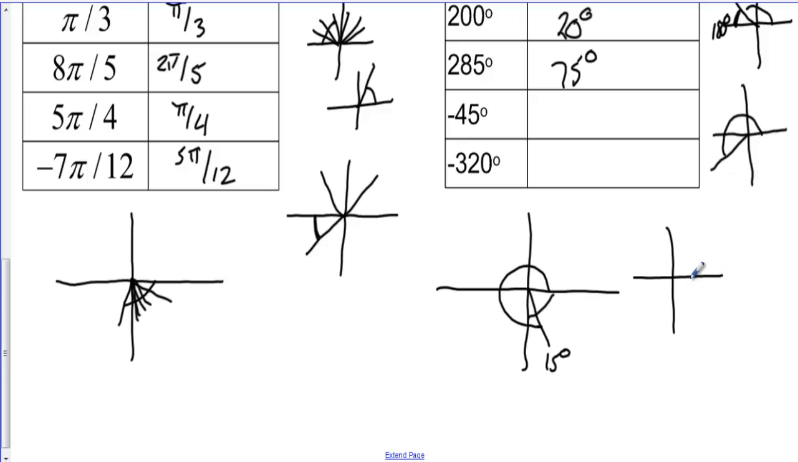Negative 45. There's negative 45 degrees, and that would be 45 degrees away from the nearest x-axis. And then finally we have negative 320. Negative 320 is almost to 360. Now to get all the way to 360, we'd have to go 40 degrees.